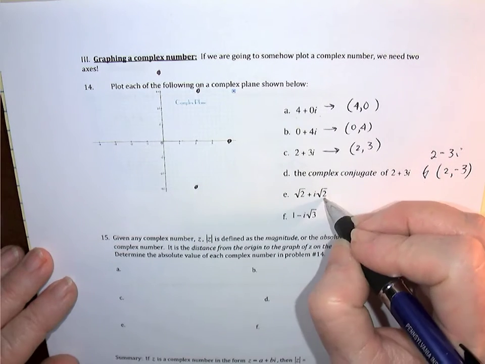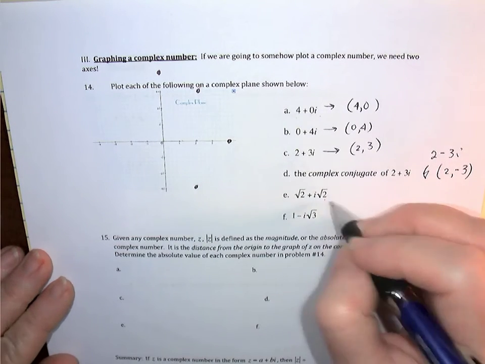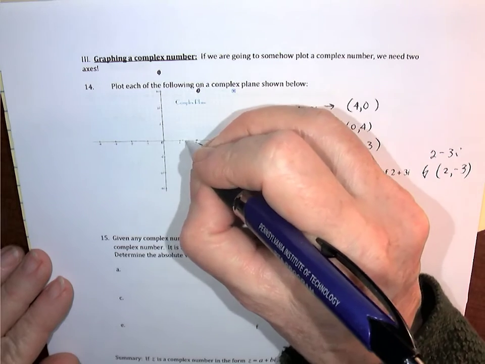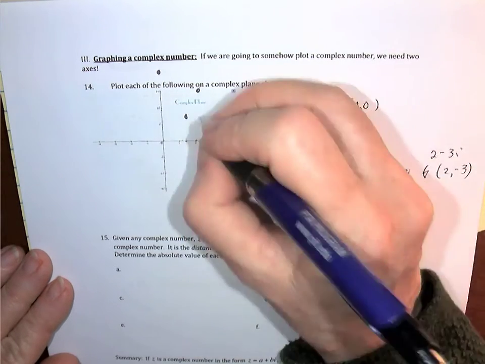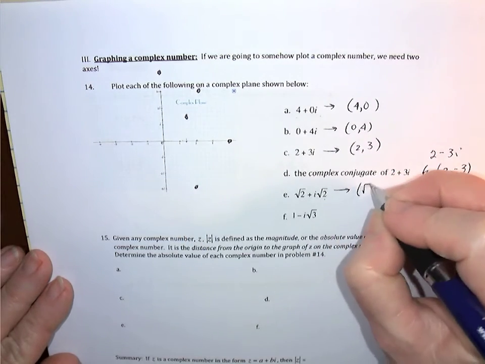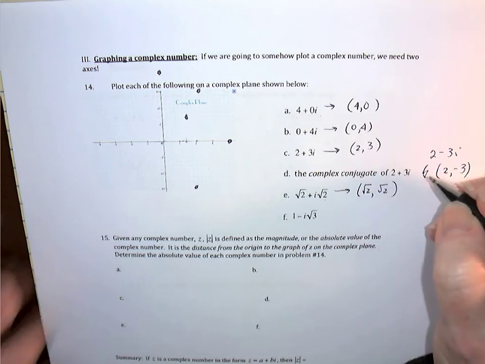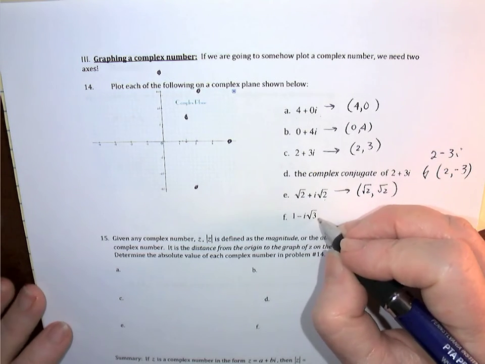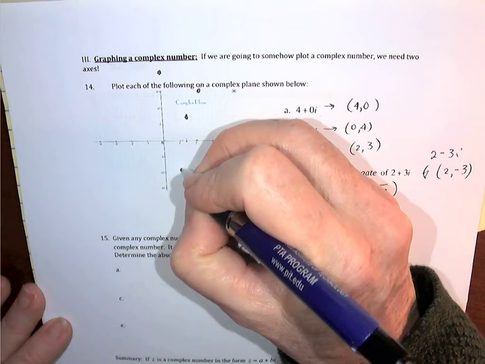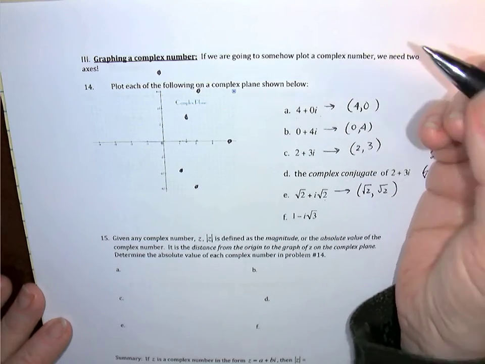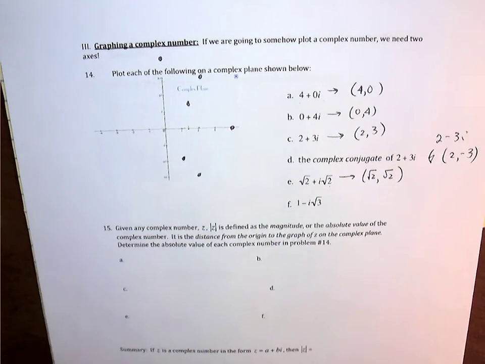Square root of 2 plus i square root of 2. That's a little bit tricky because square root of 2 is about 1.4. Maybe somewhere up there, right? So this is going to be the ordered pair square root of 2, square root of 2. And 1 minus, oh my goodness gracious. So I have to go over 1 and then down about 1.7. Such a pain.